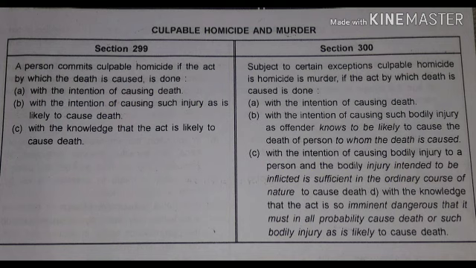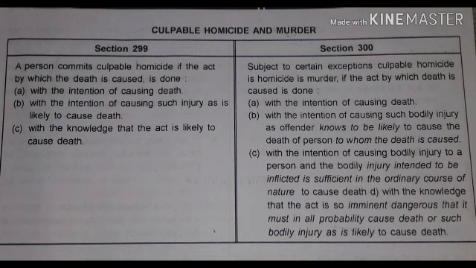Lawful homicide includes those cases which are covered under general exceptions, and unlawful homicide includes culpable homicide not amounting to murder, rash and negligent homicide, attempt to commit suicide, etc. Now we will discuss culpable homicide not amounting to murder. It is an act which has resulted in a person's death but is not held to amount to murder.